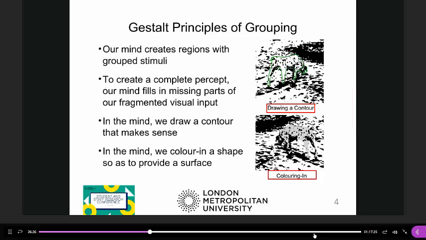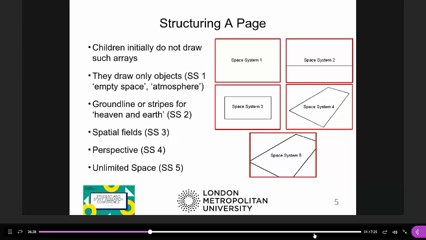Now, what children do initially is when they are drawing, they are not drawing such arrays. They are drawing this space system 1, and we call that empty space because they draw only objects. That doesn't mean that they have no concept of space, but the concept is one object, one place. So they can still say what is left and right and up and down, but they would only draw the objects themselves.